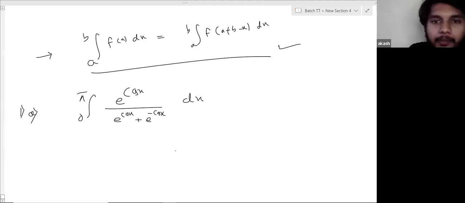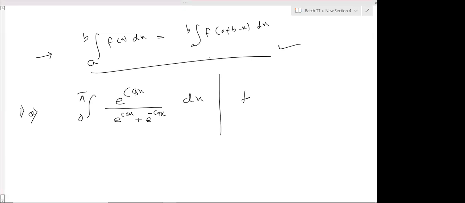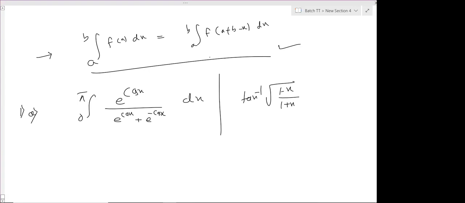Sir, I'm not getting the PDF right now. It's lost in my phone. Can you just tell me the question? Yeah, sir, sure. Tan inverse of root of 1 minus x by 1 plus x. Okay, this is 1 minus x upon 1 plus x, right? Yes, sir.